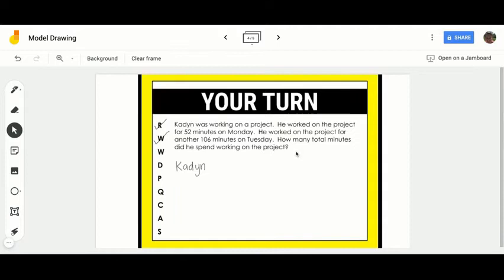So what is it asking about? It's asking about minutes. So that's what we're going to use for our what. We're going to say Caden's minutes. So write that down next to Caden's name. And because it's what he has, we put an apostrophe S there to show that he has it. And then we can check mark our second W.